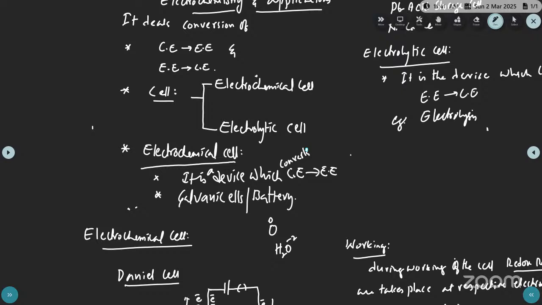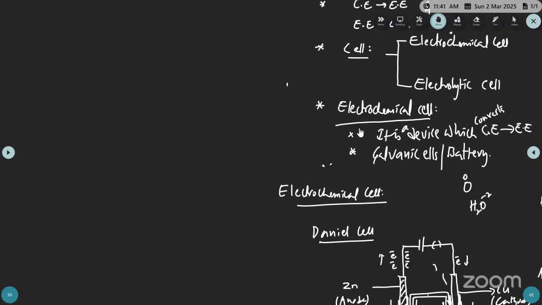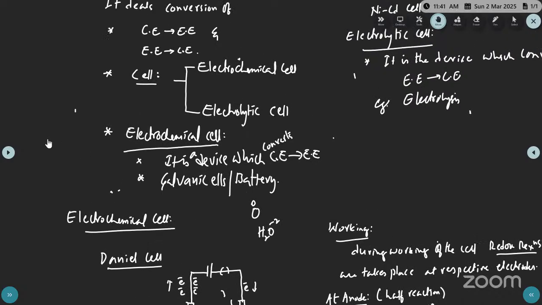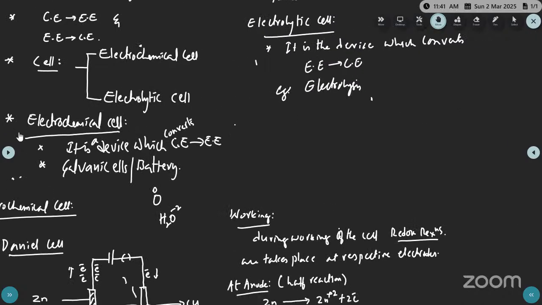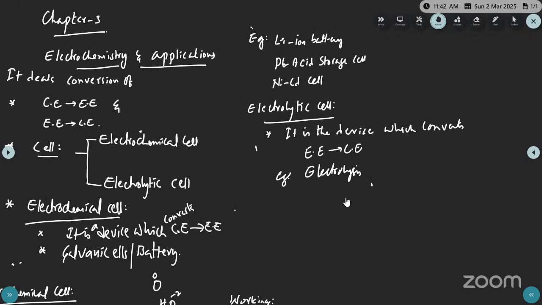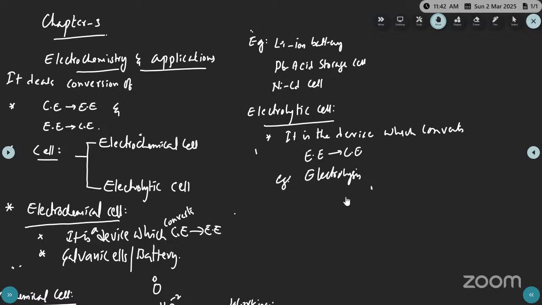Next, start with electrolytic cells, the second one. Electrochemical cells, examples.